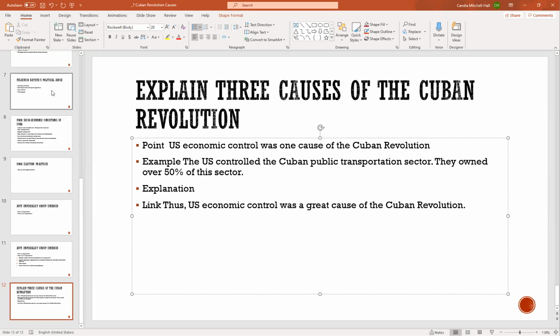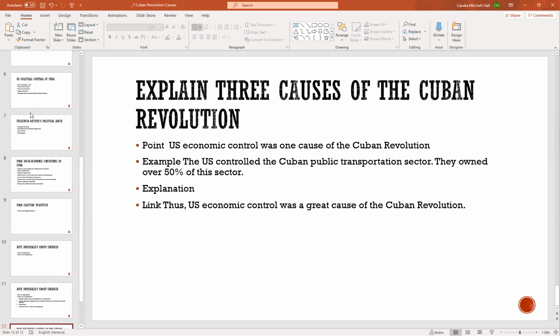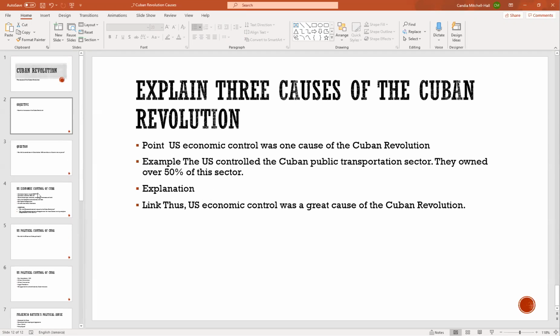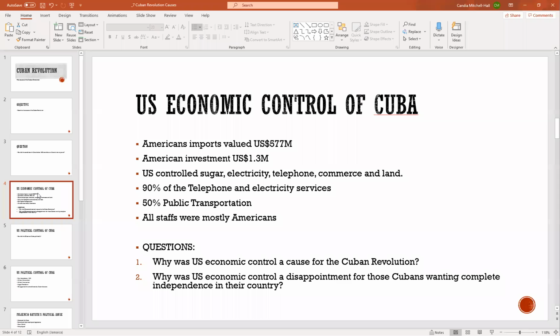You explain. So I want you now to explain this point, because that is the point we are looking at now. So we are looking at causes. One of the causes is that the US controlled Cuba economically. Most of the imports into Cuba came from the United States. The Americans invested a lot of money into Cuba. They owned almost everything. Now, if you're a Cuban living in Cuba during this time, how would you feel about the US controlling your country?